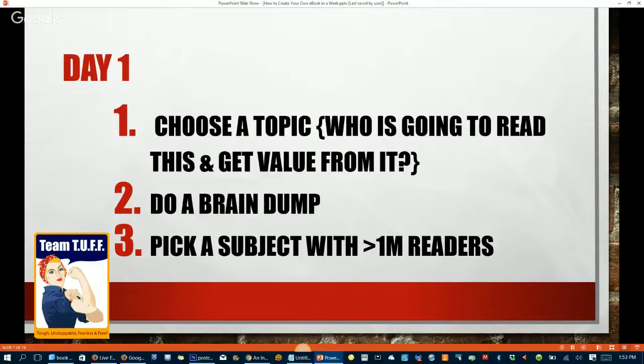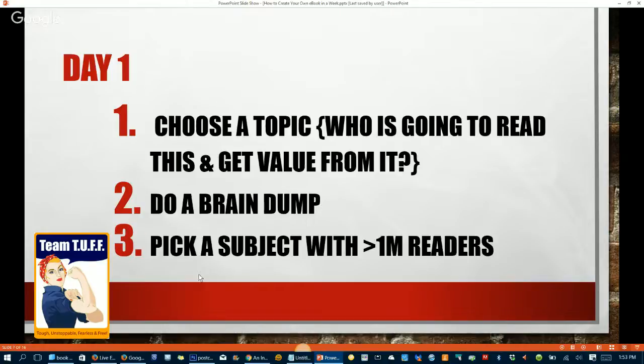Once you have that subject, you can do some research online very quickly to see if that's going to be a good topic for you. You want something, again, that's going to solve somebody's problems. So right now I'm going to show you how you can tell if your topic is going to be a good one that has greater than 1 million readers.